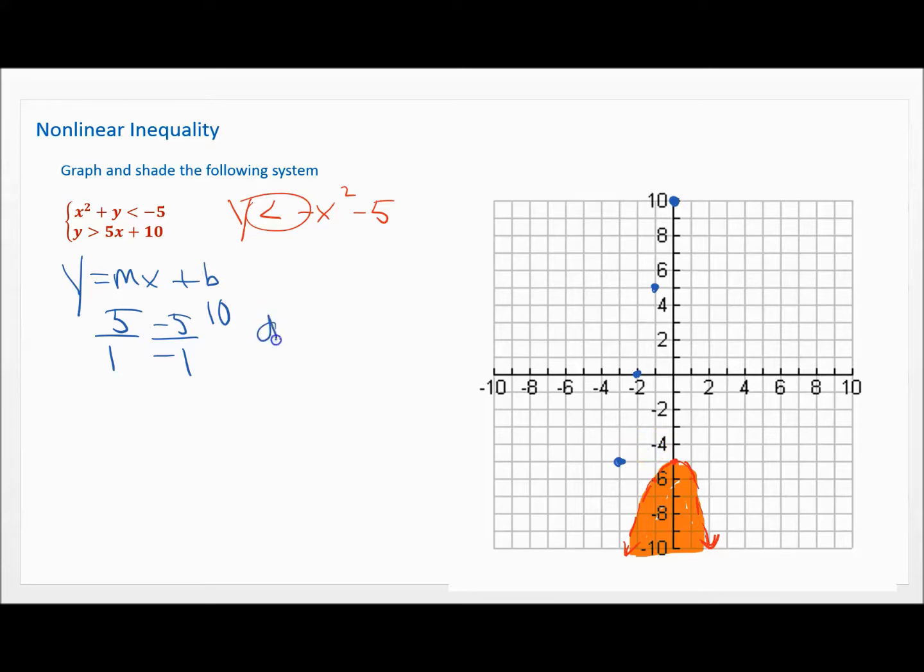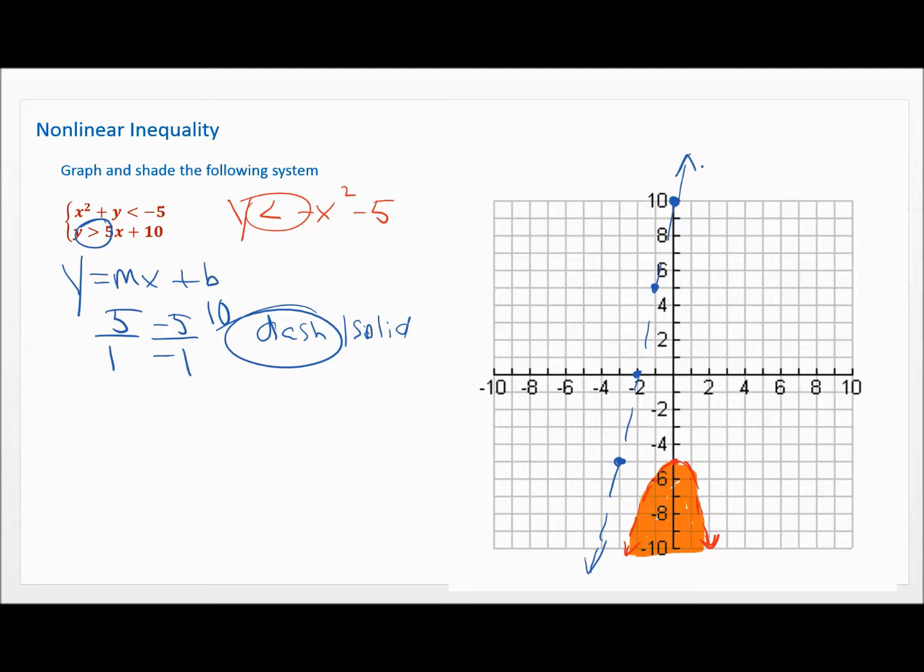Now, do we want dashed, or do we want a solid line? How do we know? Well, we want a dashed line, and it's because there's no equal to there. So I'm going to graph in blue, connecting my dots with a big linear, meaning straight line, dashed line. Next question, do I shade on the right side of that line, or do I shade on the left side of that line?